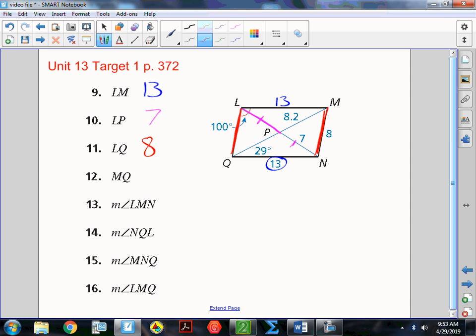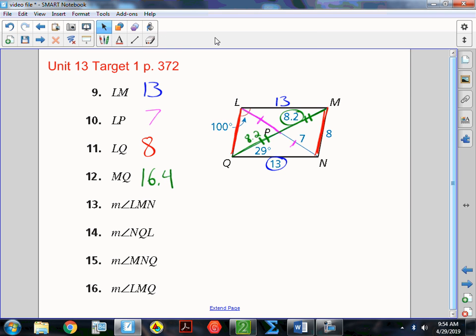Number 12 is MQ. MQ is the entire diagonal from M to Q. And what we know so far is that MP is 8.2. We know diagonals bisect each other, so PQ is also 8.2. So 8.2 plus 8.2 is 16.4. The diagonals bisect each other, which means that point P is a midpoint. So if I knew 8.2, I could double that to get 16.4.